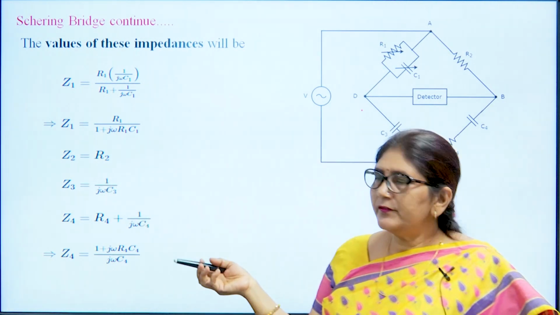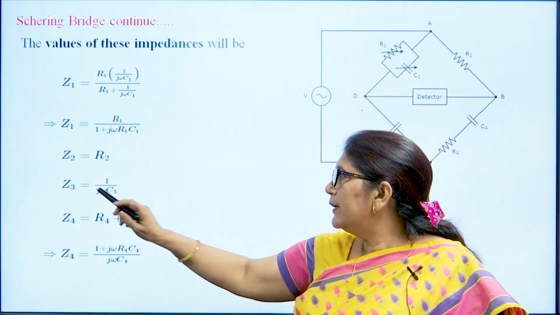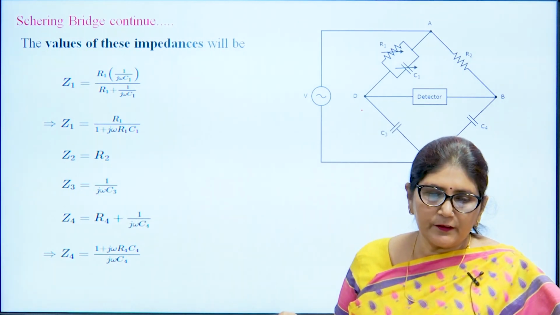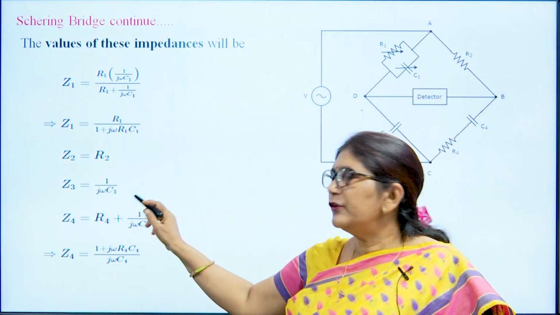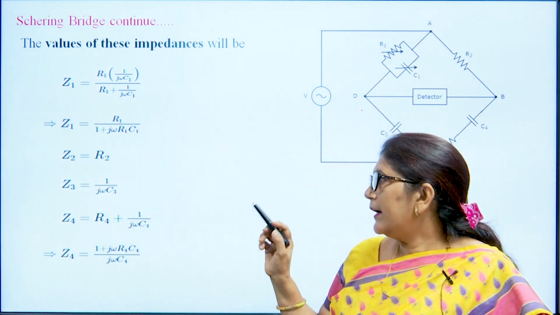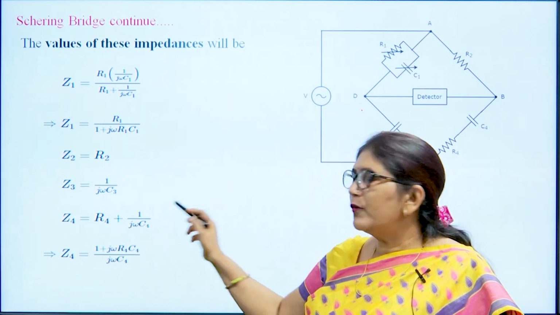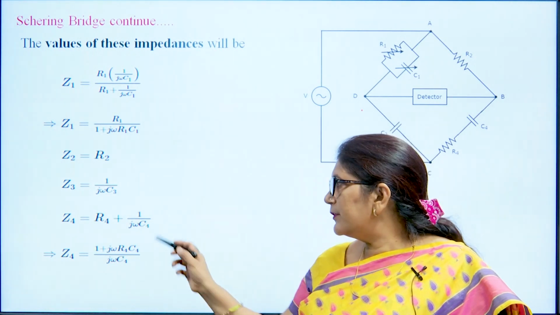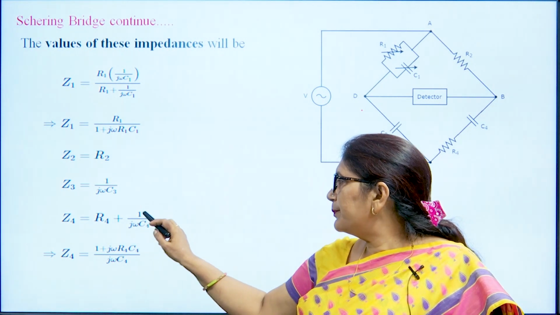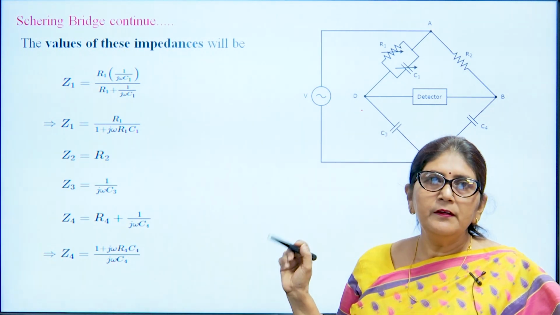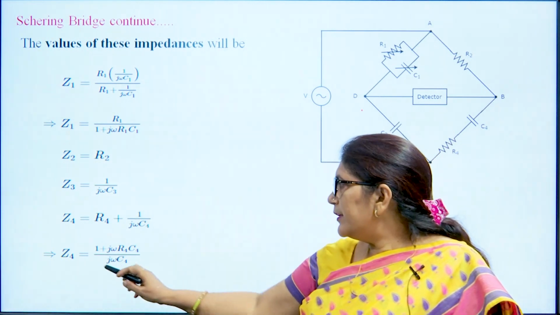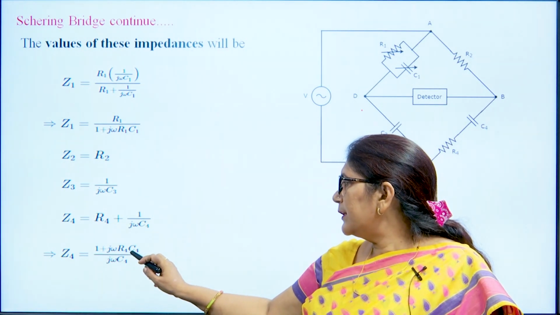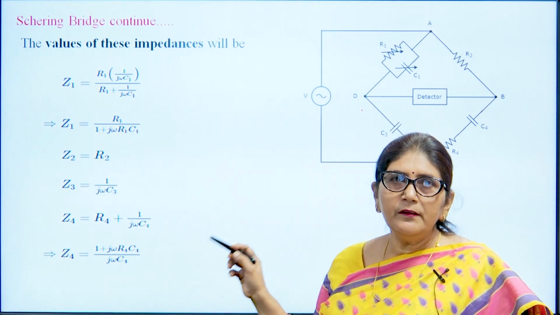Z2 is the pure resistance. So, Z2 is equal to R2 and Z3 is a pure capacitance. So, it is equivalent to 1 by j omega C3, and Z4 is the series combination of a resistance and capacitance. So, it is equivalent to R4 plus 1 by j omega C4. So, by solving, Z4 is equal to 1 plus j omega R1 C1 by j omega C.